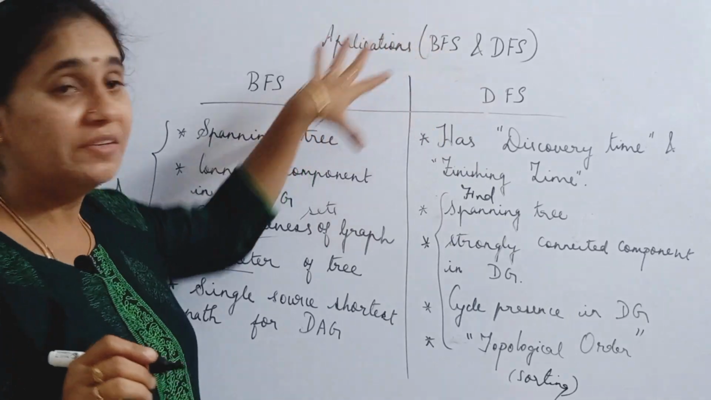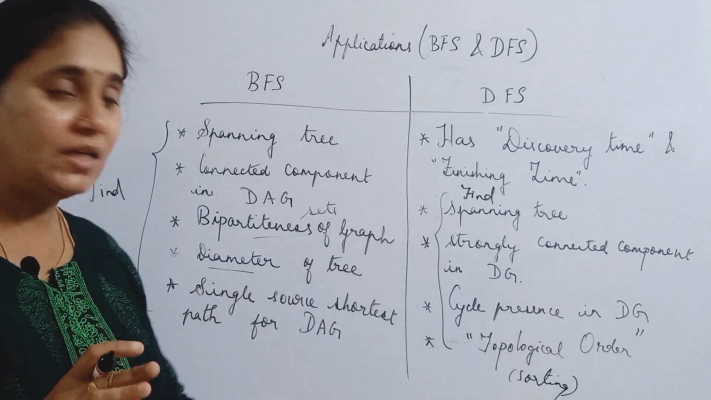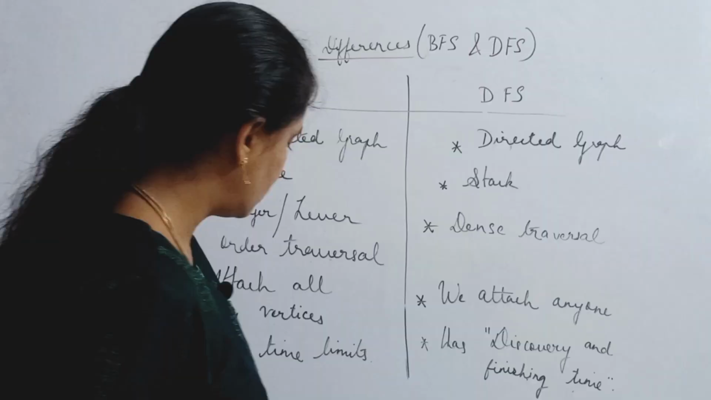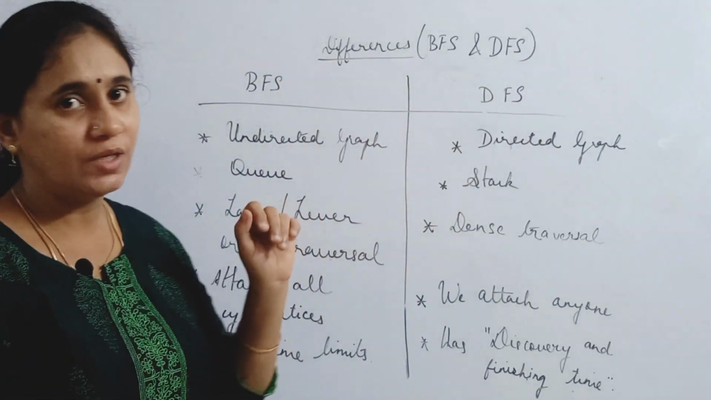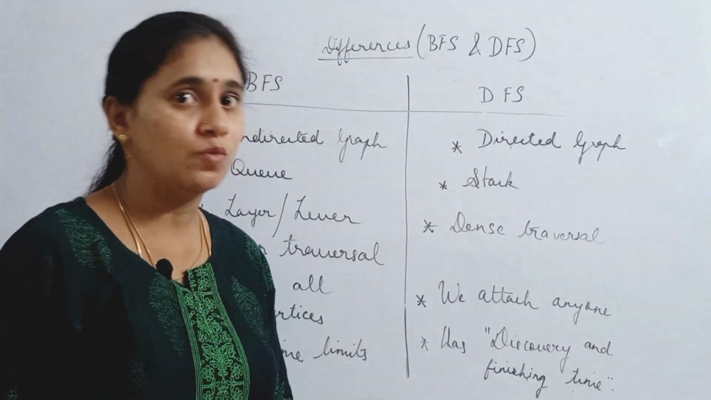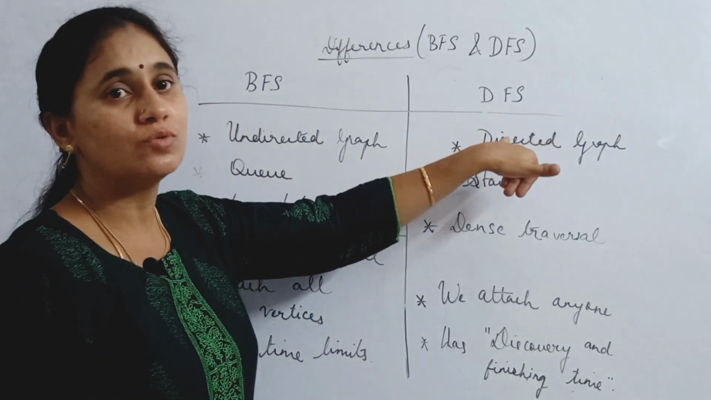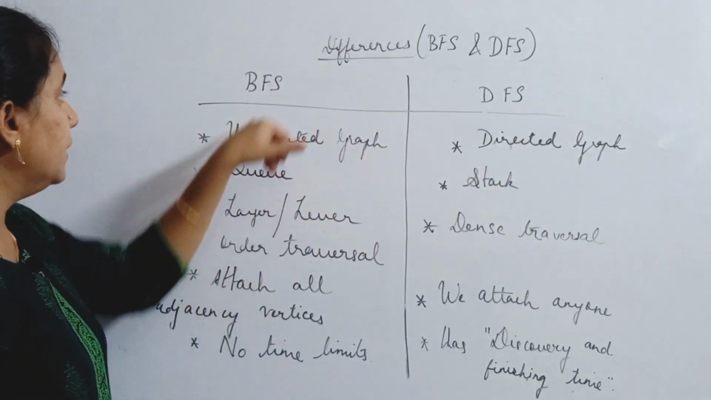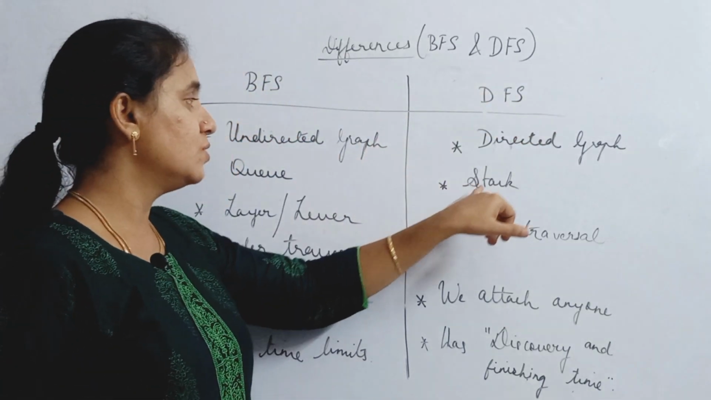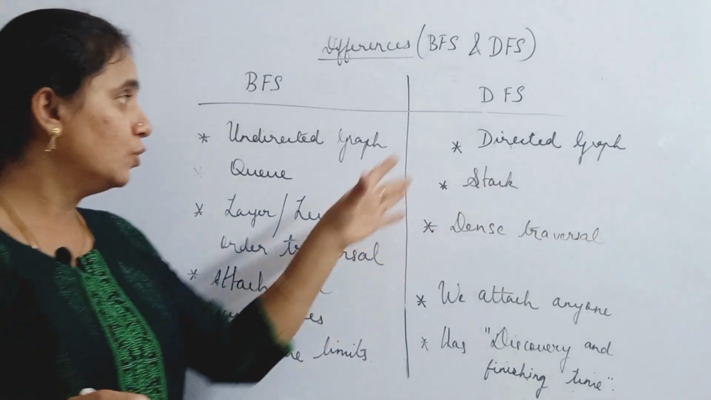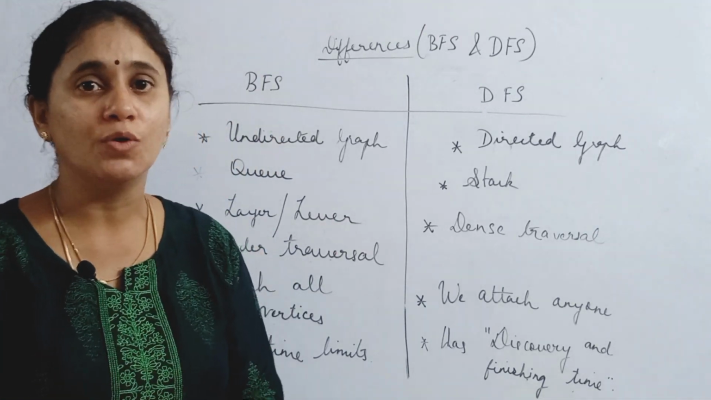Okay friends, so these are all the different applications which we use with BFS and DFS. Now we are going to see the differences. These are the important differences between BFS and DFS, so just make a note of them. BFS is mostly used in undirected graphs and DFS is mostly used in directed graphs. BFS implementation is done using a queue data structure and DFS implementation uses a stack data structure. I have discussed all these things in the previous videos, please watch them.